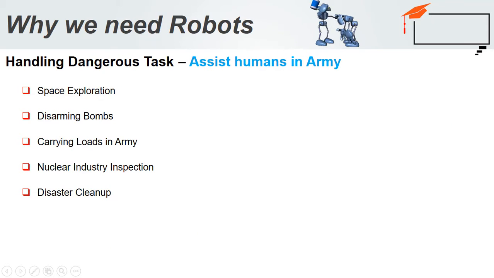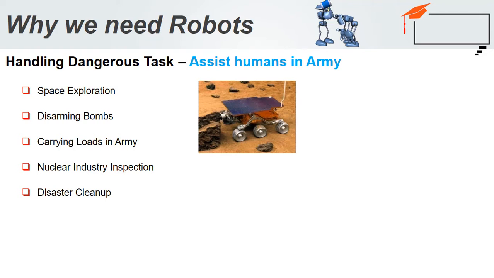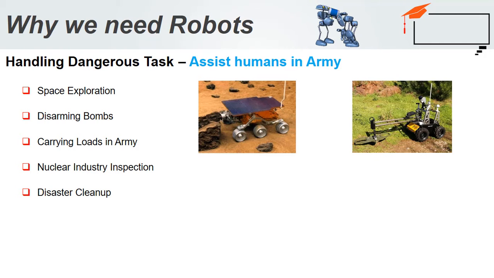And next, the robot can be used in dangerous environments, such as robots sent to the moon and Mars. The robot can also help army people disarm bombs and mines, which are dangerous to humans, which can harm the human and lead to death. In that area, we use the robot to disarm bombs, which is more helpful to our soldiers in the army field.